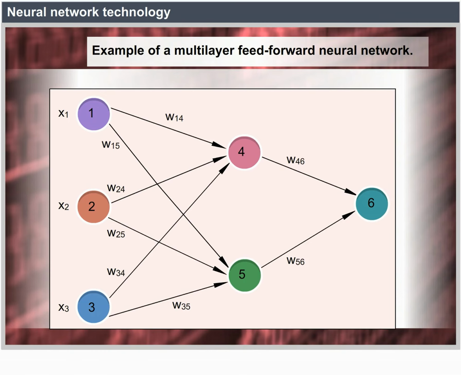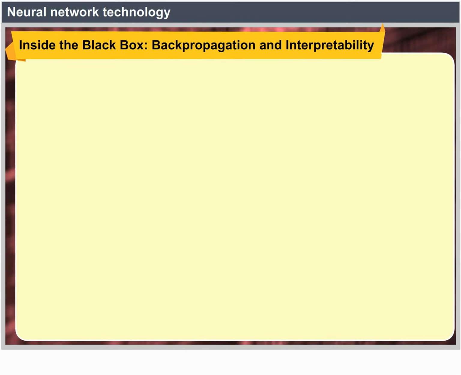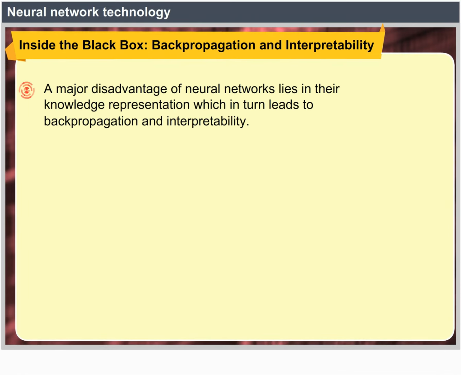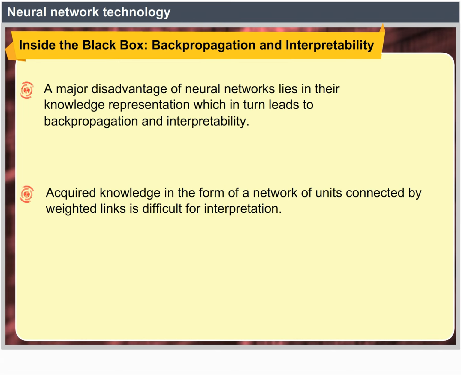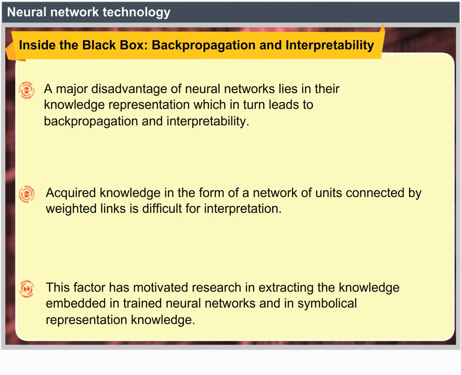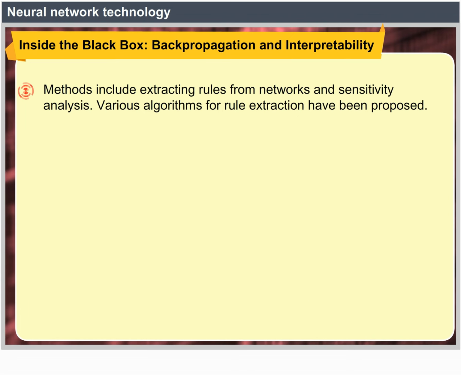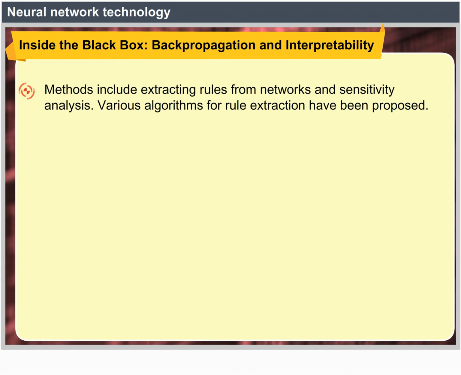Inside the black box: backpropagation and interpretability. A major disadvantage of neural networks lies in their knowledge representation. Acquired knowledge in the form of a network of units connected by weighted links is difficult for humans to interpret. This factor has motivated research in extracting the knowledge embedded in trained neural networks and in representing that knowledge symbolically. Methods include extracting rules from networks and sensitivity analysis. Various algorithms for rule extraction have been proposed.